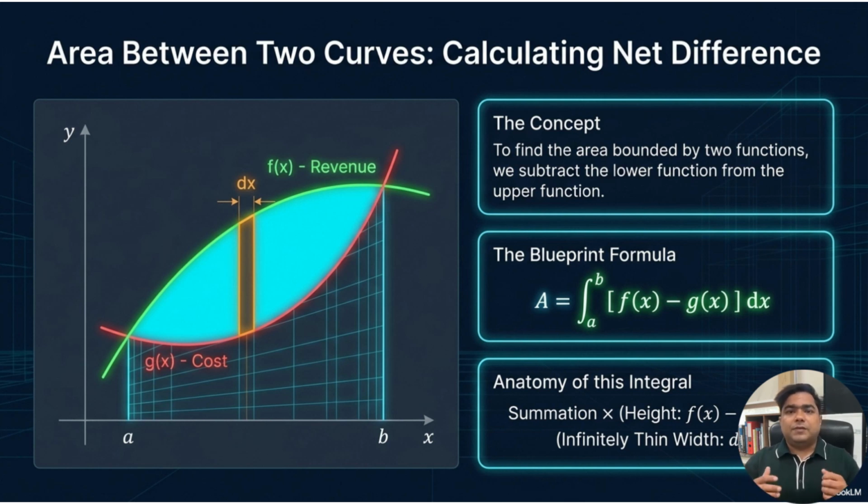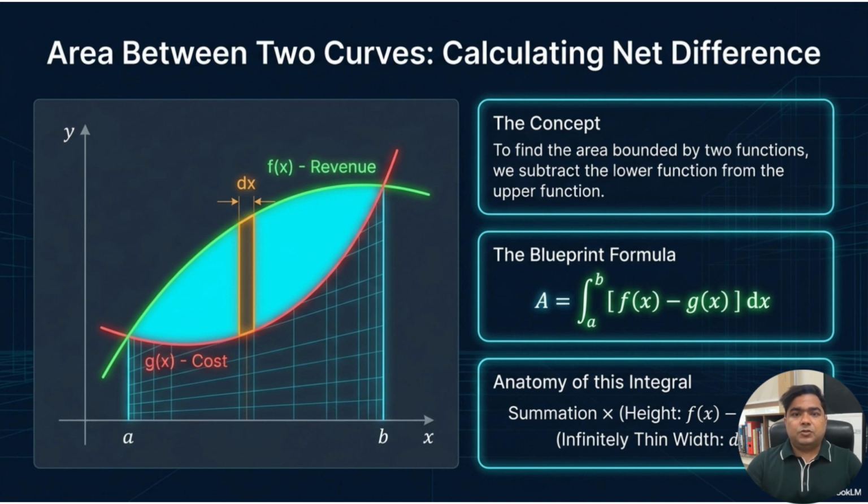This formula is very logical. A thin vertical strip has a height equal to f of x minus g of x. Its width is dx. So the tiny area of one strip is height times width. That is f of x minus g of x multiplied by dx. When we integrate from a to b, we are adding all these infinitely thin vertical strips.